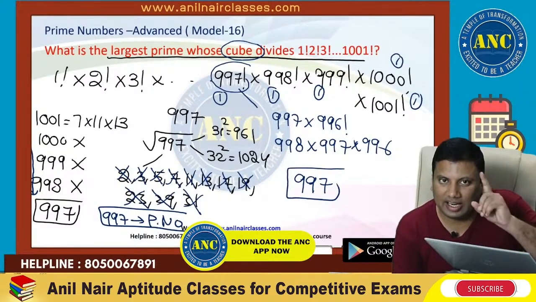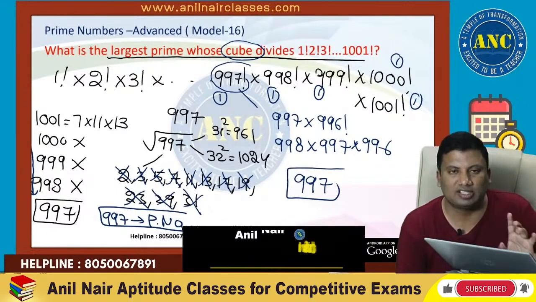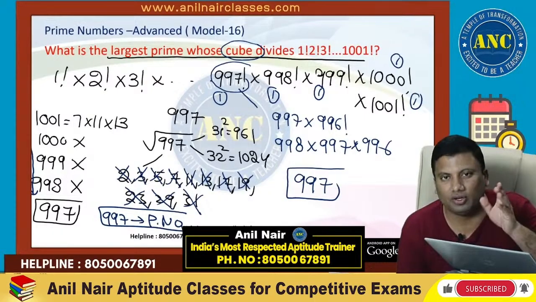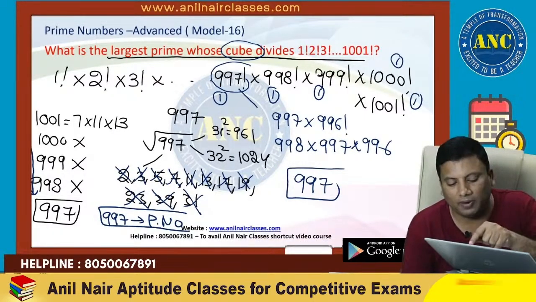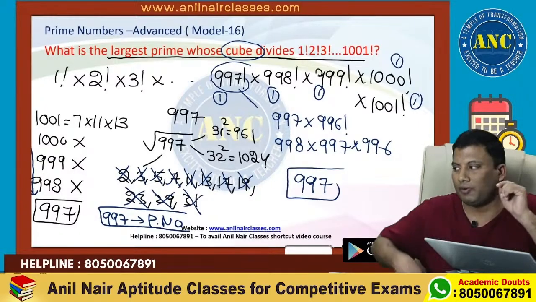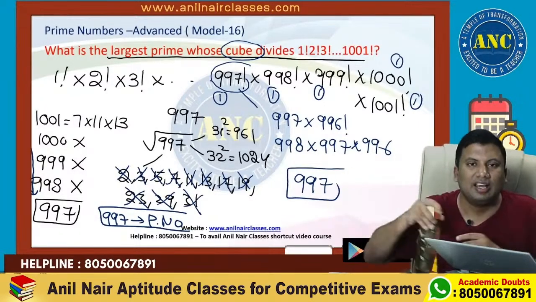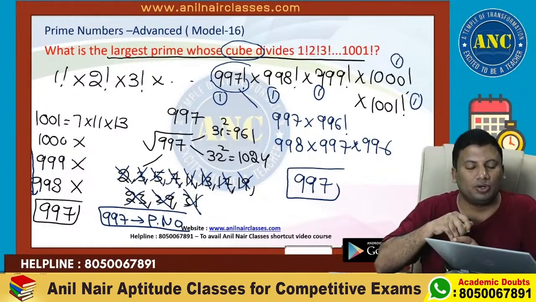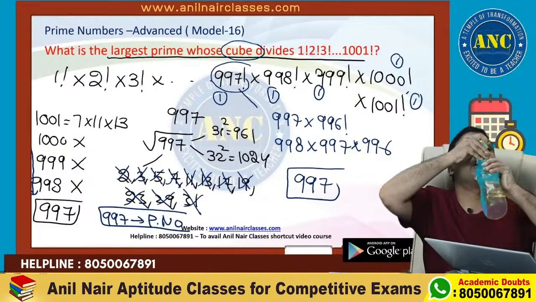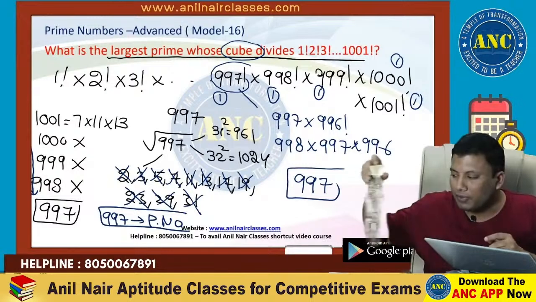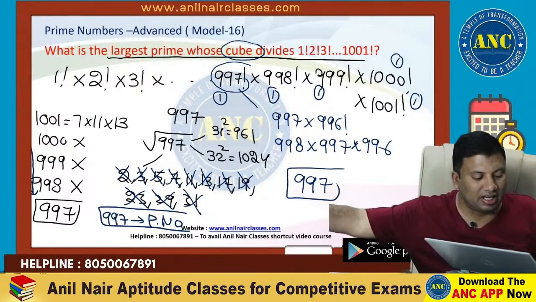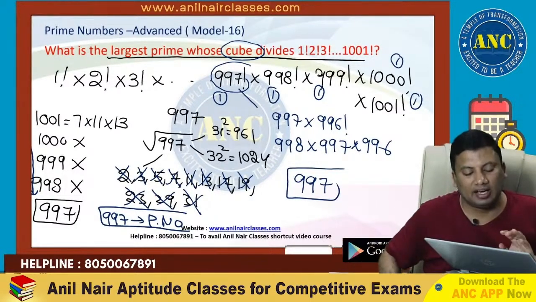997 factorial contains 1 power of 997. 998 factorial, 998 into 997 factorial. 1 power, 1 power, 1 power, 1 power, 1 power. Total 5 powers are there. If the power is greater than or equal to 3, then it will be divisible by the cube. Then it is divisible. Answer is nothing but 997.